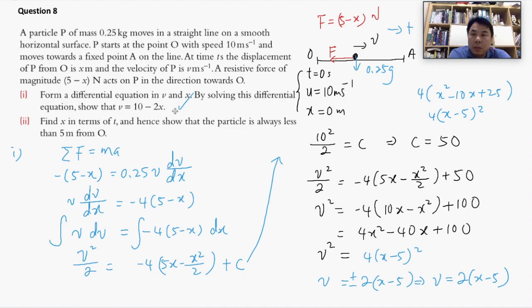The particle moves towards a fixed point A. At time t, the displacement of P from O is x. Velocity is v. The resistive force acts on P in the direction towards O. So v is moving in that direction.